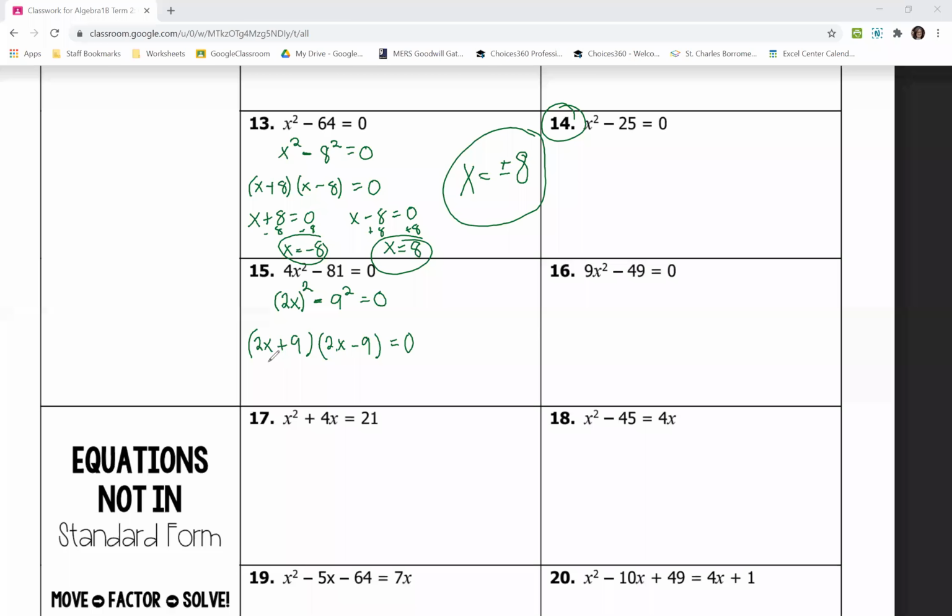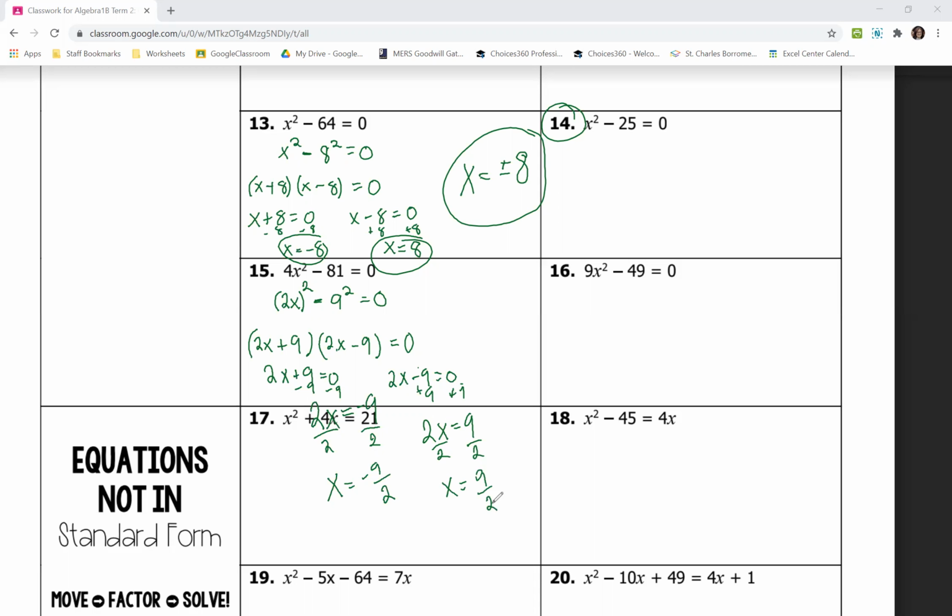All right. So now we set each piece equal to 0. For this left-hand side, I'm going to need to subtract 9 from both sides. So 2x equals -9. Sorry, I'm going off into the next one. And then divide each side by 2. Okay, x equals -9 halves. And over here, it's going to be the same, except we're going to add 9 to both sides. So we'll end up, after we divide by 2, x equals a positive 9 halves.